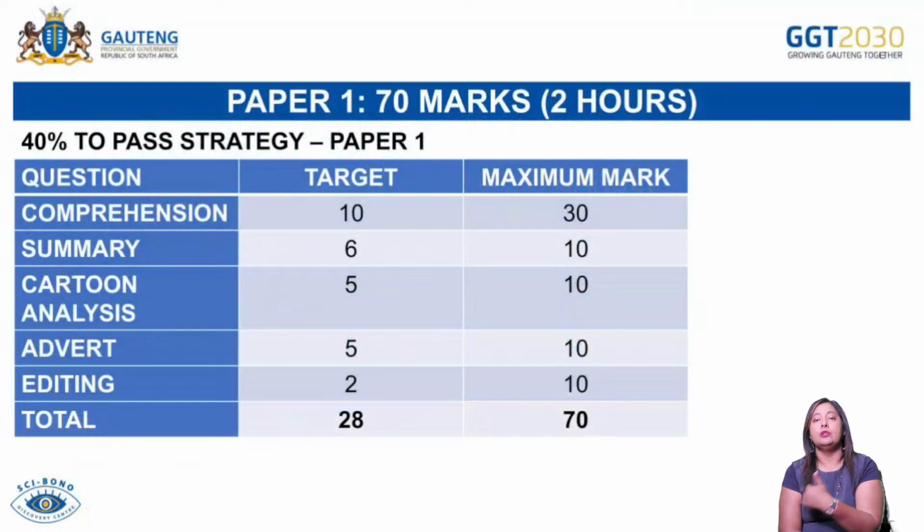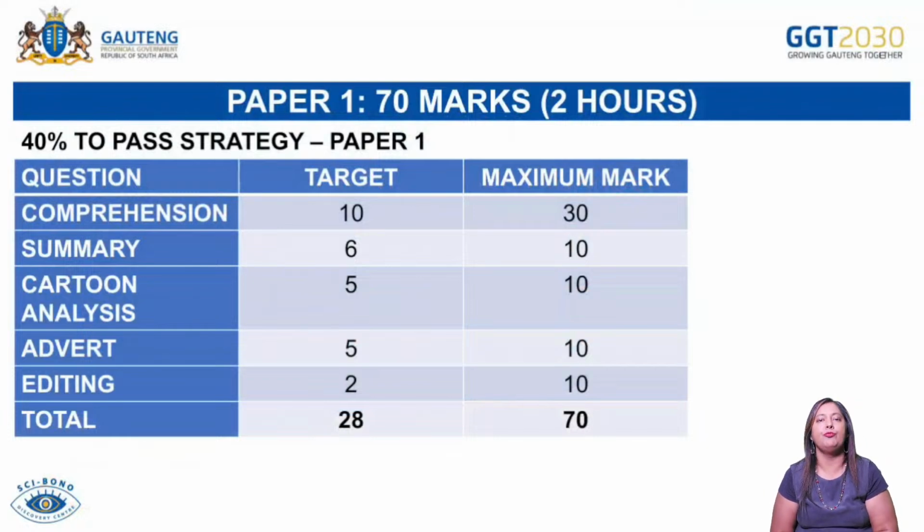All right, so what we're saying is if you can secure at least 6 marks in the summary, and you can get 10 marks in the comprehension, 5 marks each in questions 3 and 4, as well as 2 marks in question 5, then you would be passing this paper at the bare minimum. But we do not want you there. We want you in the 50-60% region for this paper.